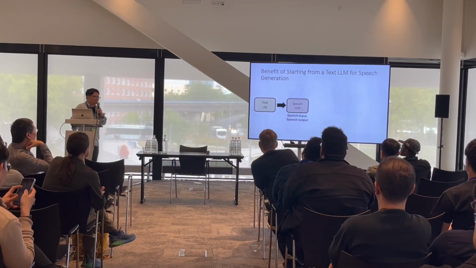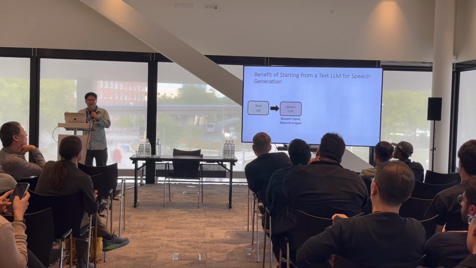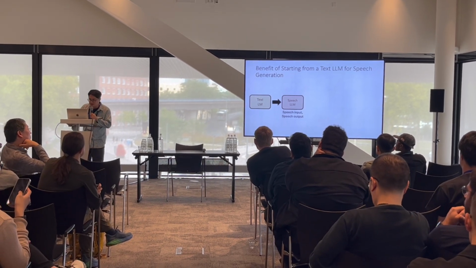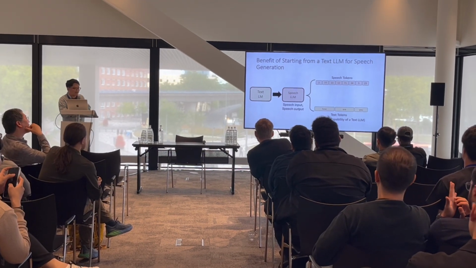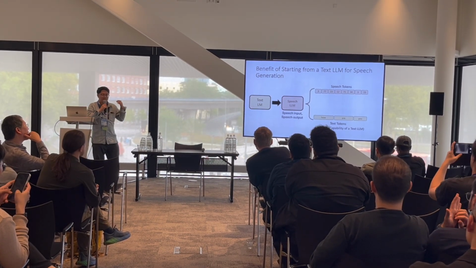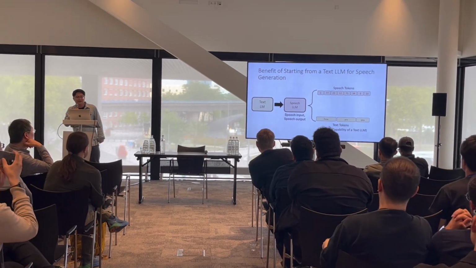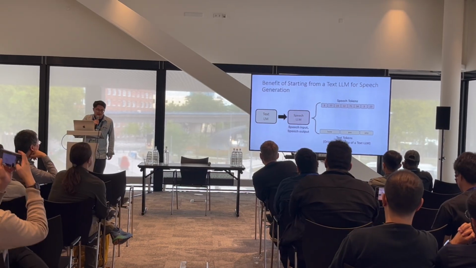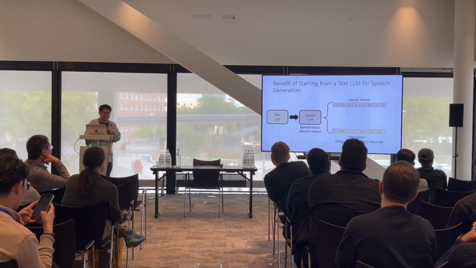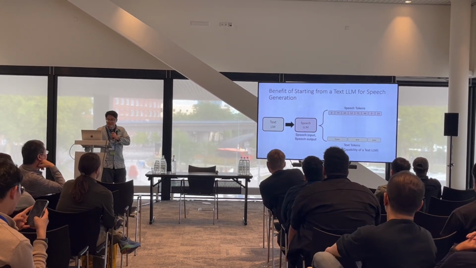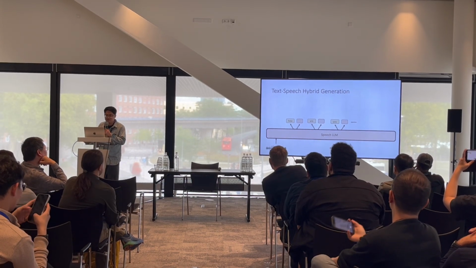So I think the benefit is if we fine-tune a text language model to be a speech language model that can generate speech token, then the model can not only generate speech token, but at the same time, the model also has the capability to generate text token. This is the original capability that text language model have. If you carefully fine-tune your model, you can keep its original capability so it is still able to generate text token. If the model can generate both speech and text token, then you can do text and speech hybrid generation.